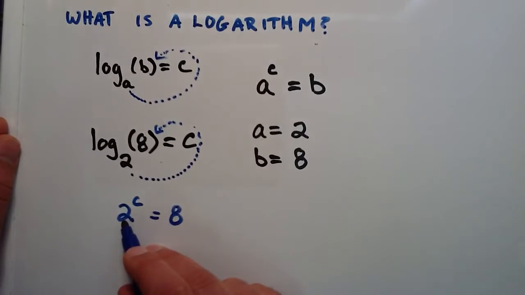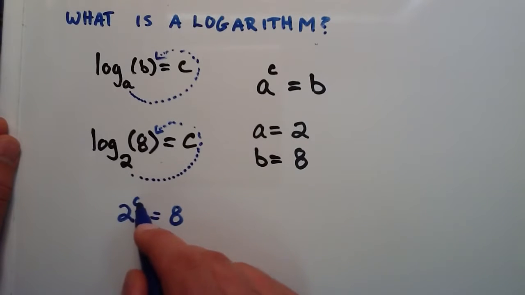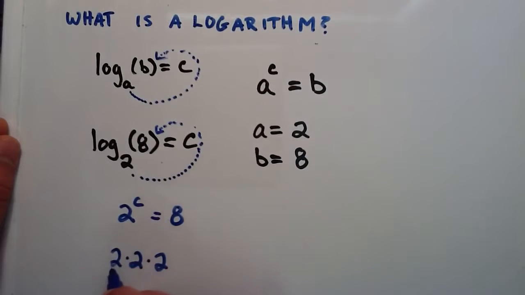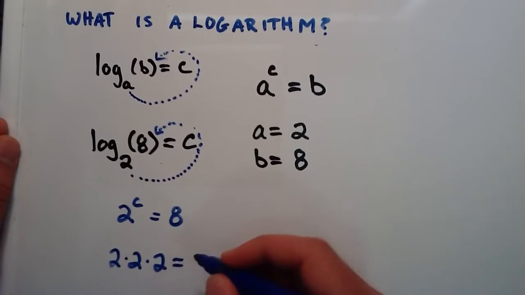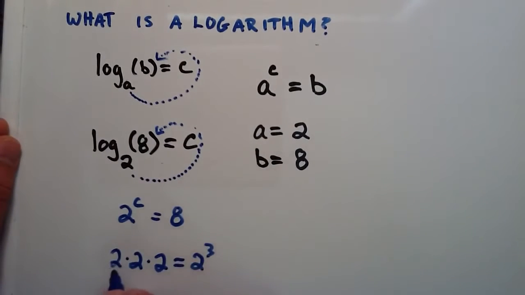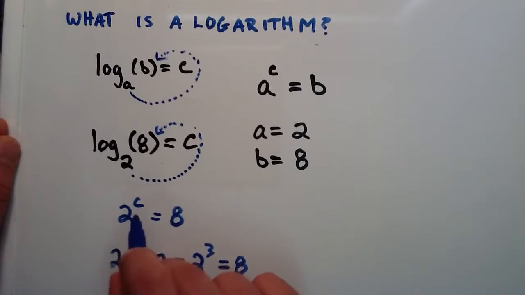So what does 2 have to be raised to in order to equal 8? 2 to what power equals 8? It turns out that 2 multiplied by itself 3 times, 2 times 2 times 2, is the same thing as 2 to the third, and 2 times 2 is 4, 4 times 2 is 8, so this equals 8. So our C has to be equal to 3. 2 to the third equals 8, 2 to the C equals 8, C equals 3.